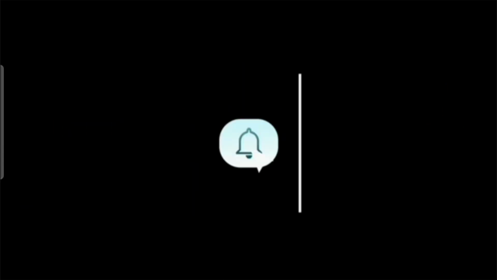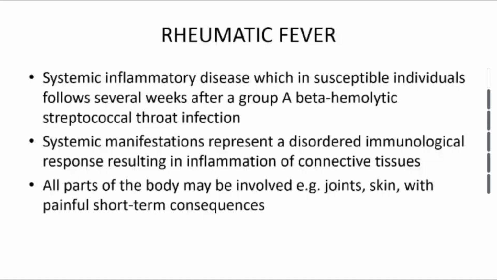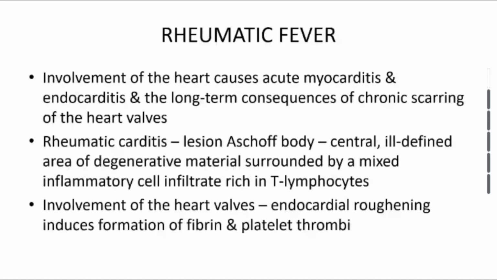So there is involvement of the heart. It can involve the heart, just as we said it can involve many organs. Involvement of the heart causes acute myocarditis and endocarditis, and the long-term consequences of chronic scarring of the heart valves. Myocarditis and endocarditis, and this endocarditis will affect even the valves. And so you will finally, just like we talked about the healing process, one of the outcomes is scarring.